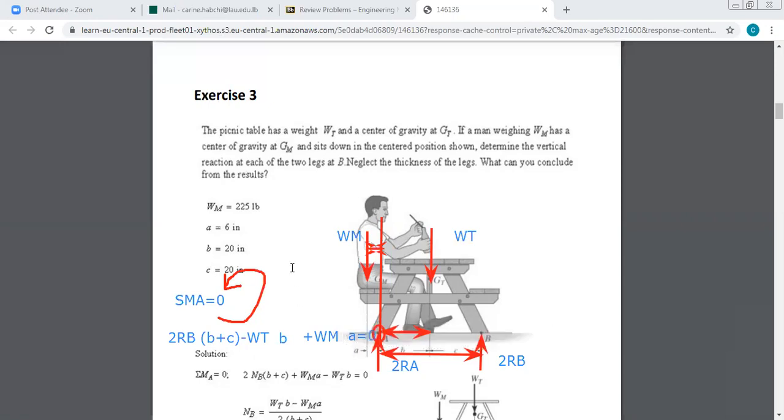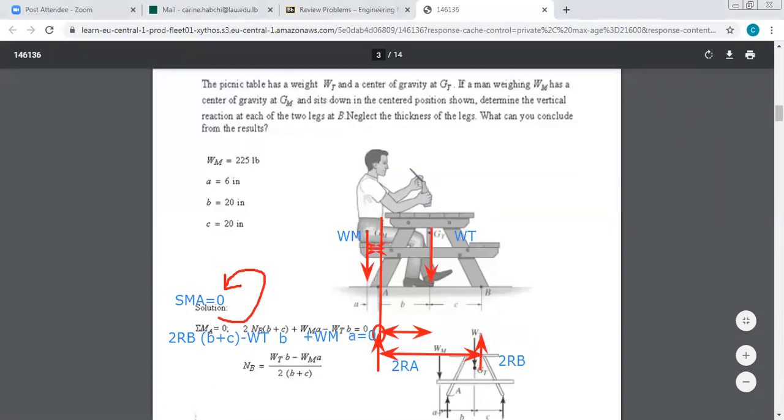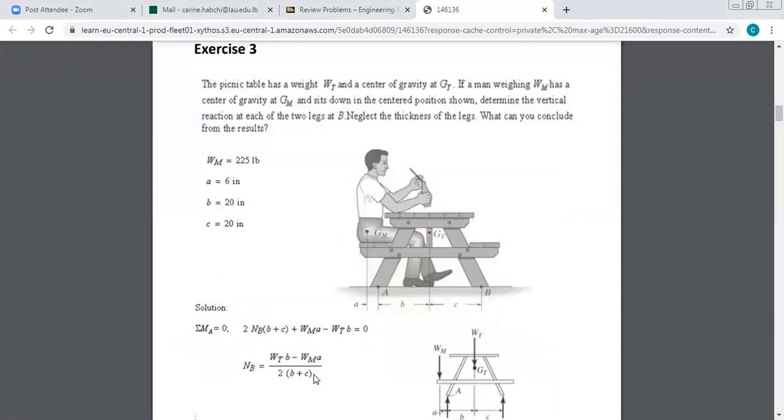So now, what I want to find is the reaction at B. All I have to do is take these terms to the other side. So I end up with the following relation: the reaction at B is equal to (W table times B minus W man times A) over 2 times (B plus C). Now, they asked what can I conclude from the result.